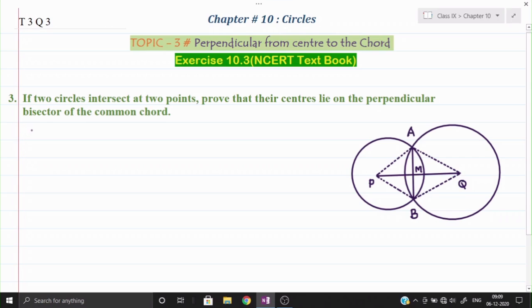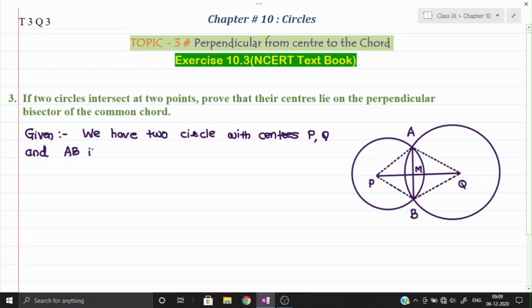So first of all we shall write down the given things. We have two circles with centers P, Q, and AB is a common chord. Okay, that we are going to suppose.